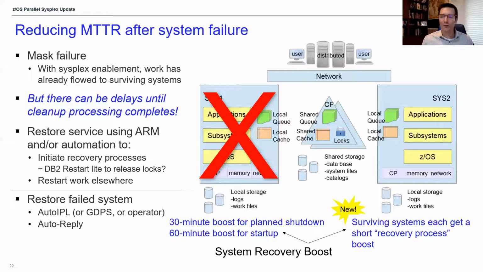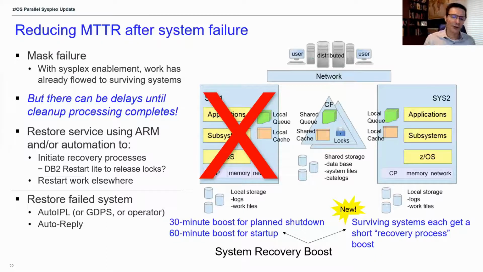So here's a picture diagram to describe what we just talked about here. So we have a two-system Sysplex here, and in this example, system 1 goes down. So the idea is, of course, we want to get that failed system started as quickly as possible to restore the full capacity of the Sysplex environment and possibly, of course, eliminate, in this case, a single point of failure, because now I only have one system left in the Sysplex, right?